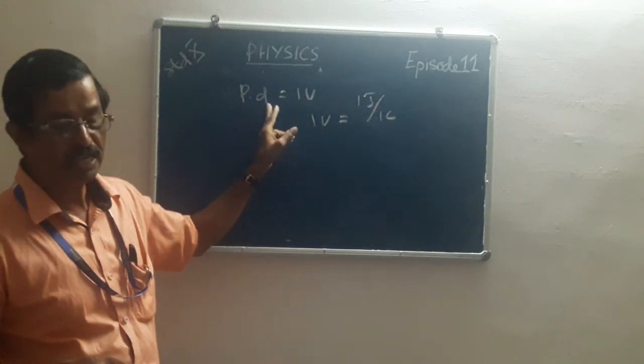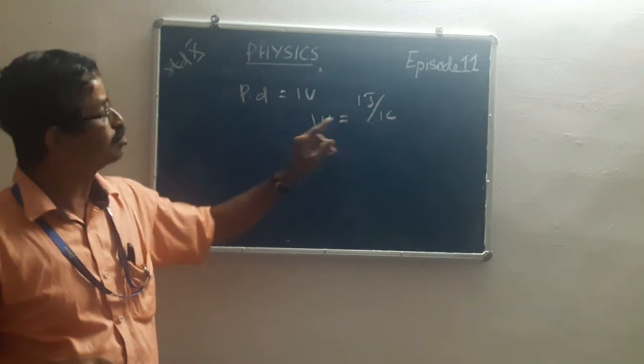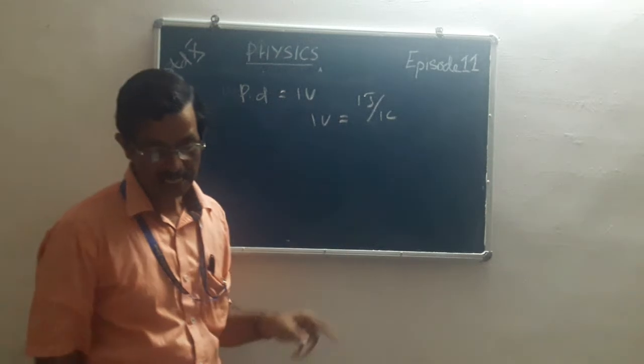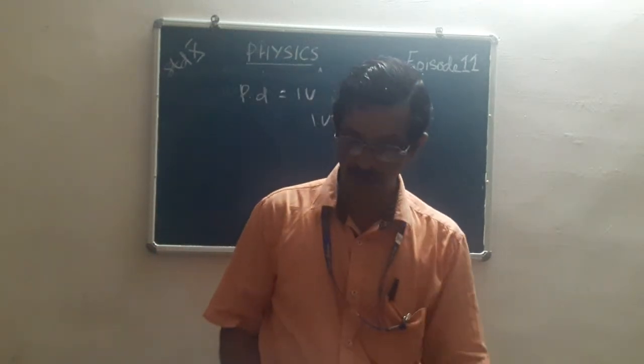How do we give this definition? In the conductor, to flow 1 coulomb charge, 1 Joule work is done. That is the meaning of this question.